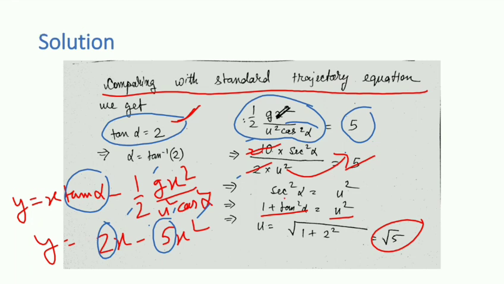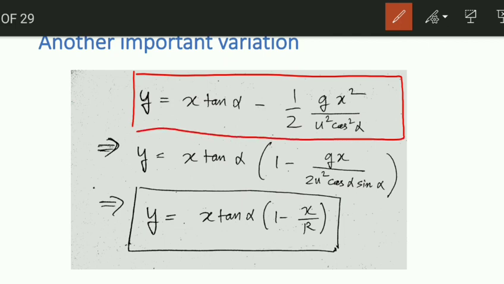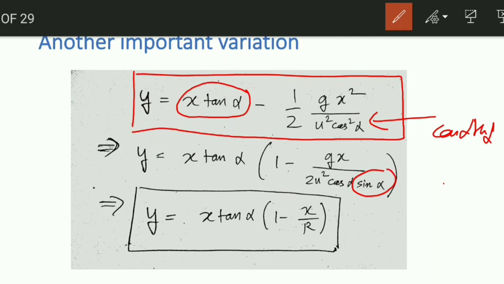Now one more question, one more variety of this trajectory equation. This is also important. I will show you in another question. y is equal to x tan alpha minus half g x square by u square cos square alpha. Now let's take common x tan alpha. So here I will be taking common x tan alpha, and in the numerator we have to multiply x tan alpha. So cos alpha into tan alpha, that will become sin alpha. So x tan alpha I am taking out. So 1 minus g x by 2 u square cos alpha sin alpha.